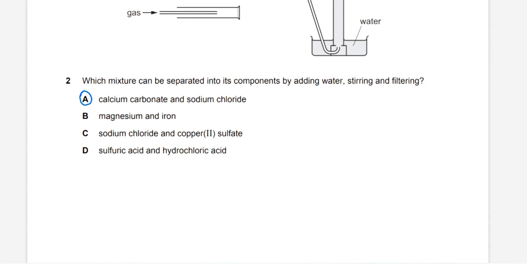Magnesium and iron are both insoluble. Sodium chloride and copper sulfate are both soluble. Sulfuric acid and hydrochloric acid are both soluble.